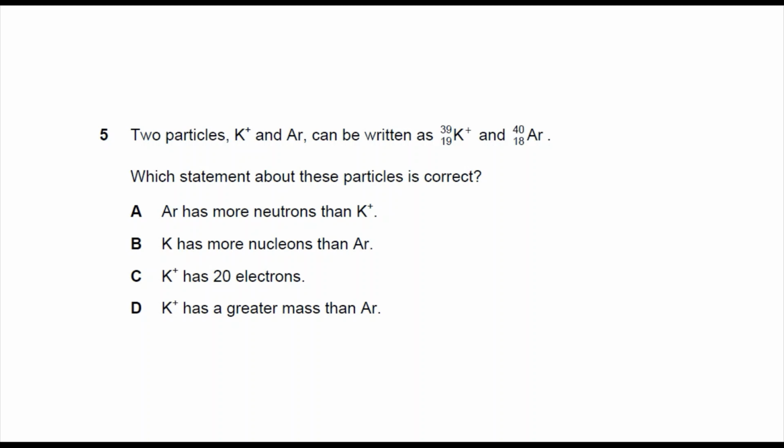Two particles K plus, well, that's basically the ion of potassium, and argon can be written as this and this. Which statement about these particles is correct? Well, the way that I like to solve these questions is to prep a bit beforehand. And how do I do that? Well, I'm going to write these down again, and I'm going to mention the neutron, proton, and electron.